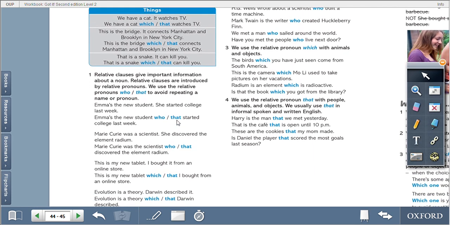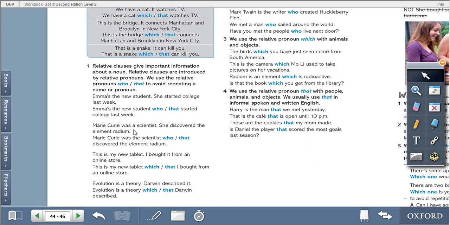Look at here, again. Marie Curie was a scientist. She discovered the element radium. And then we have the sentence using the relative pronoun, and it says, Marie Curie was the scientist who or that discovered the element radium. ¿Se fijan que acá ya no decimos she, ni usamos un punto, ponemos who or that?